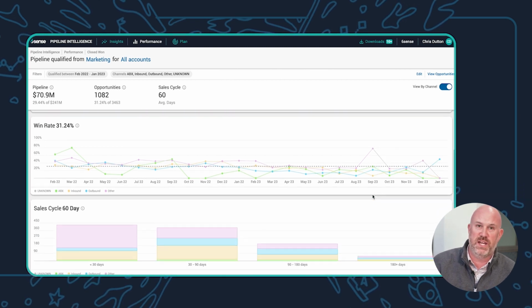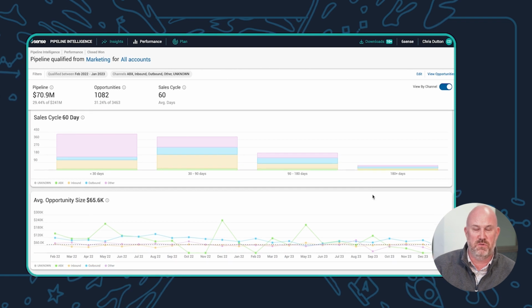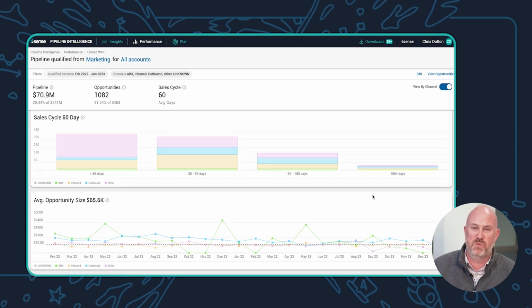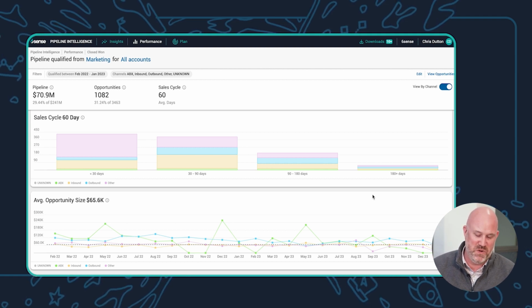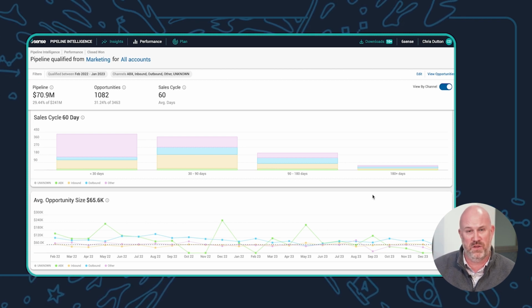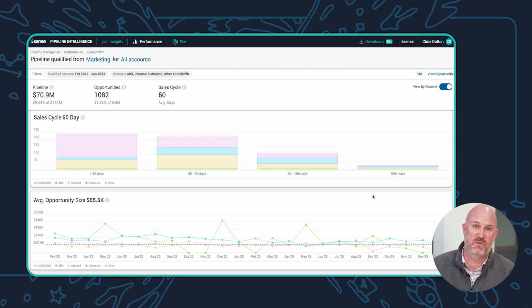So there's a lot of really interesting data points here that I can use to empower my team, provide them with those insights, so then again, they can either course correct or continue doing more of what they're doing to continue to hit those pipeline goals, which then will allow the organization to hit their revenue goals.